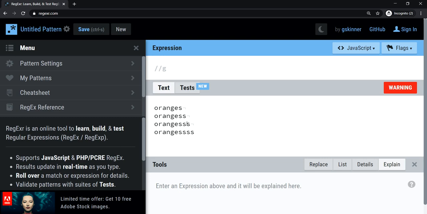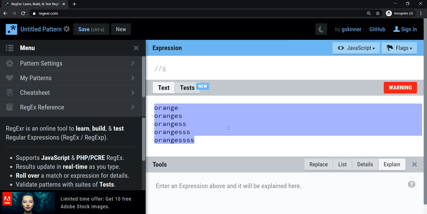So while typing, I got this error in my paragraphs where it is orange or oranges, or triple S or 4 times S. But I don't want that it should come into error. So for this, I need to write a regex which should match all of the words in a string.